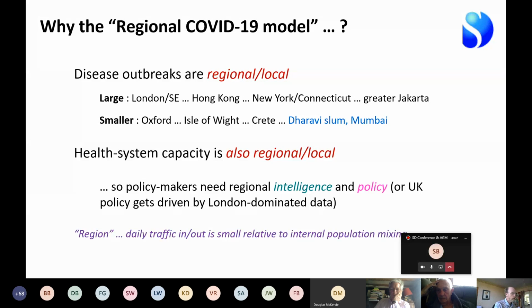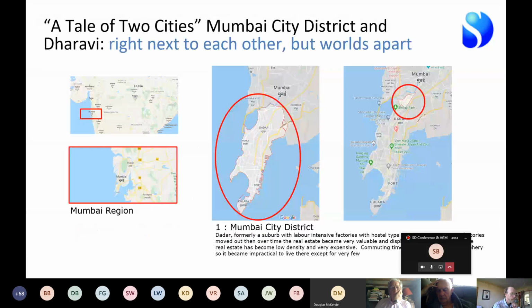And what we mean by a region, it's quite difficult to do this. Essentially, what we mean by a region is a defined area where the daily traffic in or out of that area is relatively small compared with the internal population mixing. That's a pretty hard criteria to hit, to be frank. We've done the model on Greater London, and we've managed to match Greater London really pretty well. But even there's obviously a lot of commuter traffic crossing those boundaries every day. But that's the ideal circumstance.